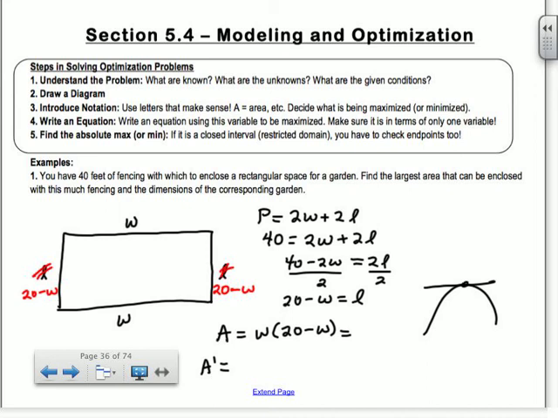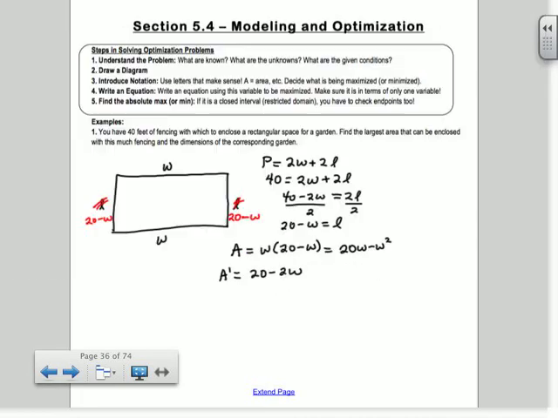Now notice how it helps. I don't have to use the product rule if I actually multiply this out. So I would write this as 20W minus W squared. So I get 20 minus 2W. Set it equal to 0. So I get W equals 10.